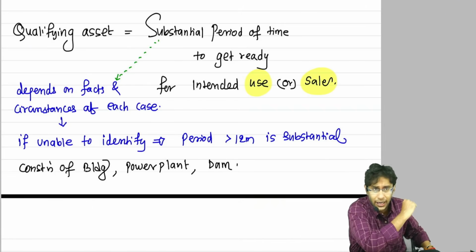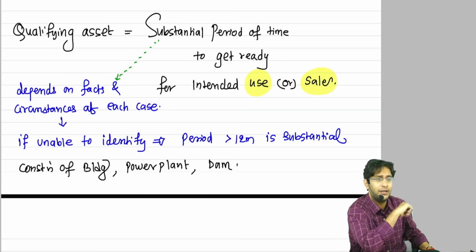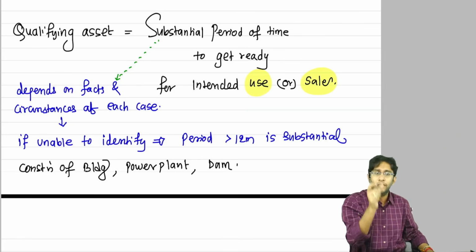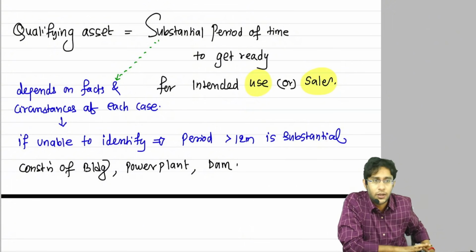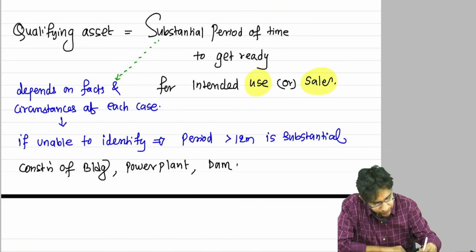For the buyer of the building, a building may be a PPE, but not for you. For you, it's an inventory. It's as good as production of goods and selling it, construction of flat and selling it. So inventory also can become a qualifying asset if it is taking a substantial period of time. Clear, sir? Right. So this is about the qualifying asset story.